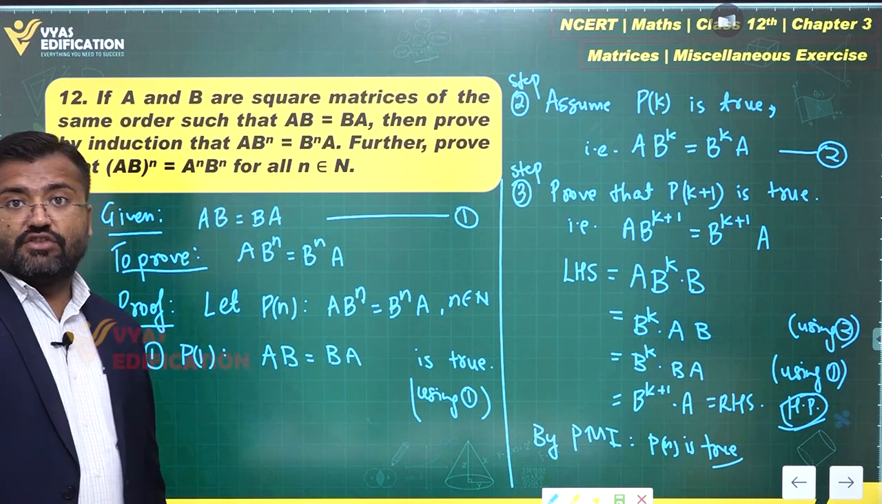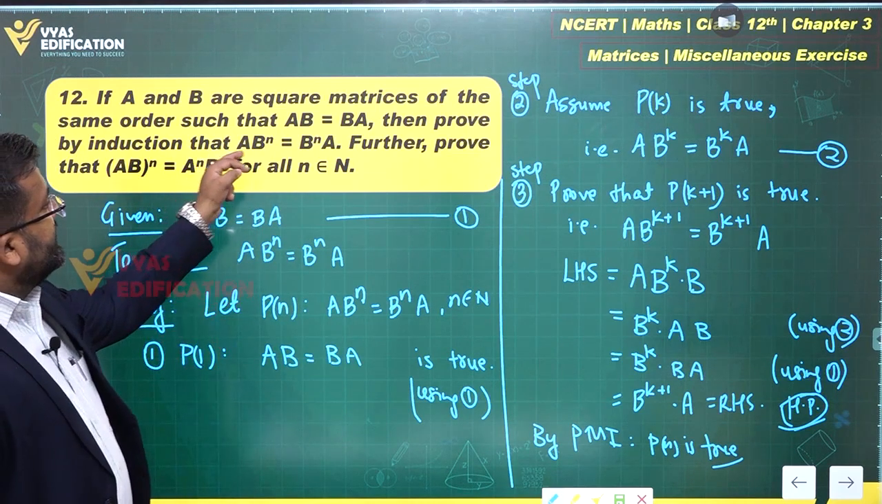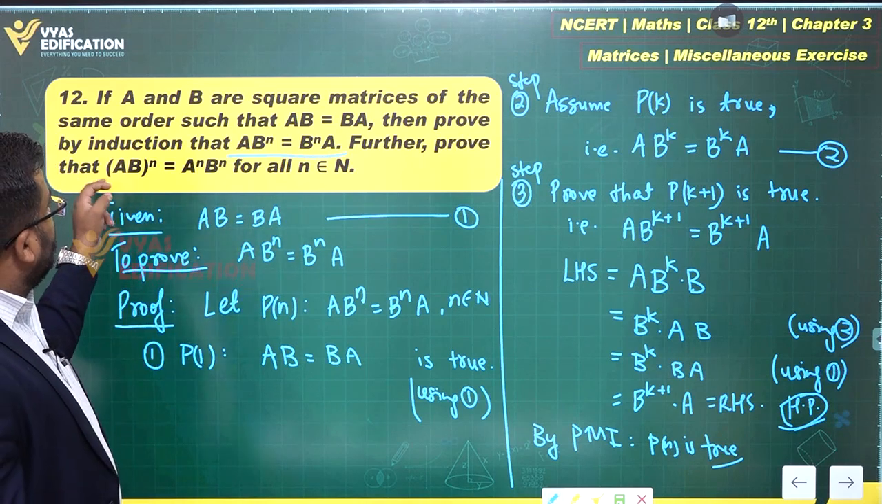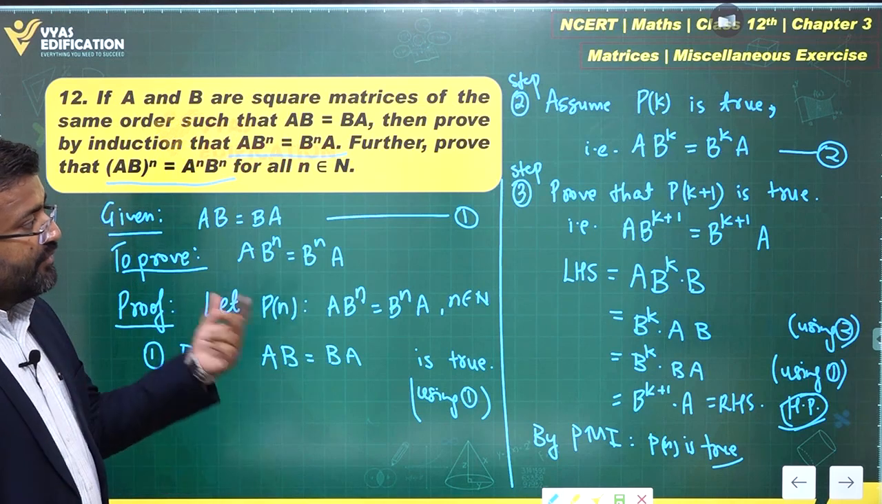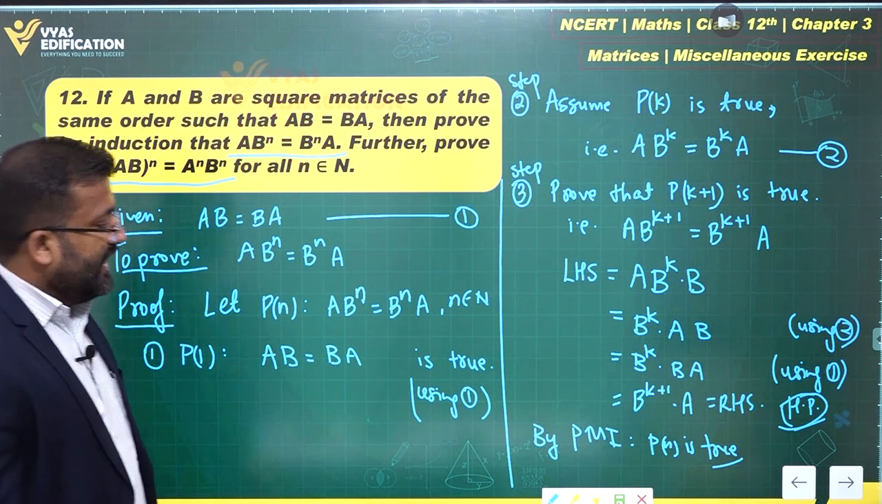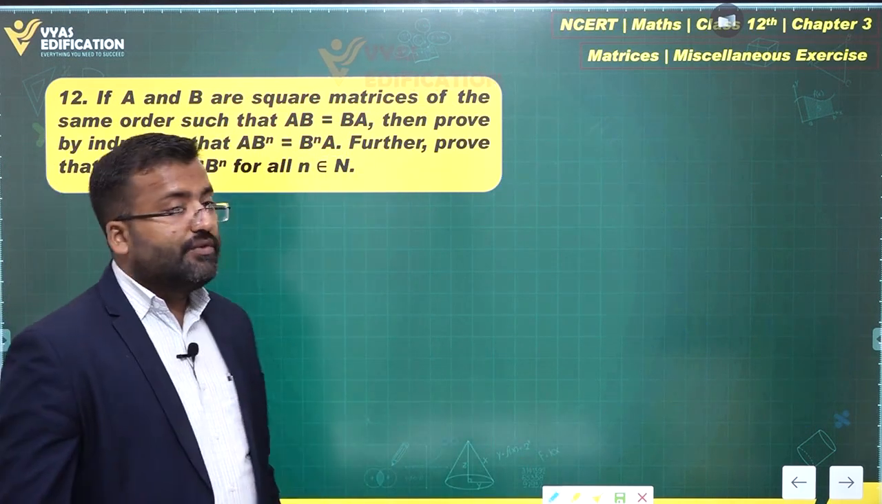Is that all? Yes, that is all. Now we have done this much. Further, prove that this equals this for all n belongs to natural. Can we go ahead and prove that as well? Yes, we can maybe prove that. Let's take a look at the second part after this.